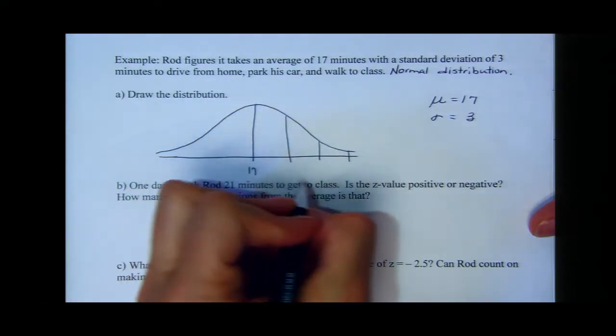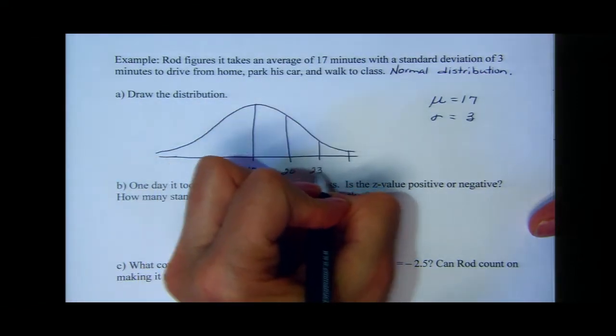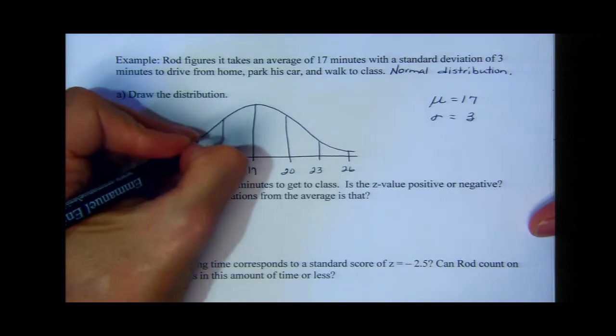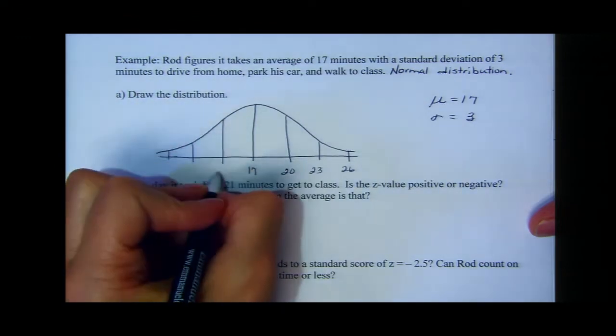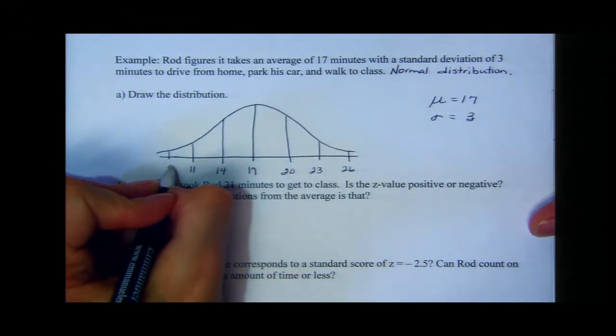So I'm going to add 3, 20, 23, 26. And then I'm going to subtract 3, 14, 11, 8.